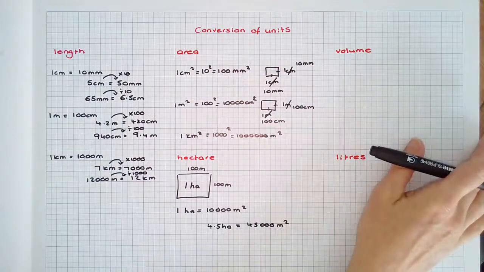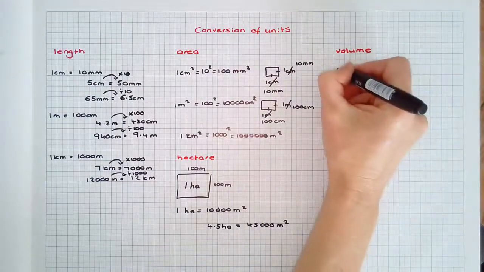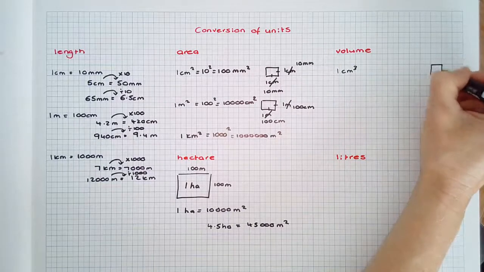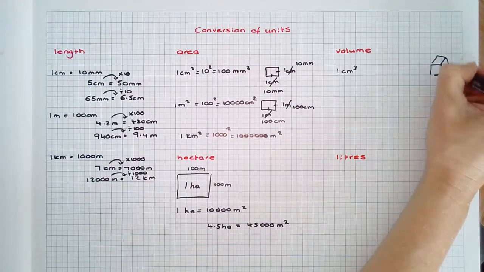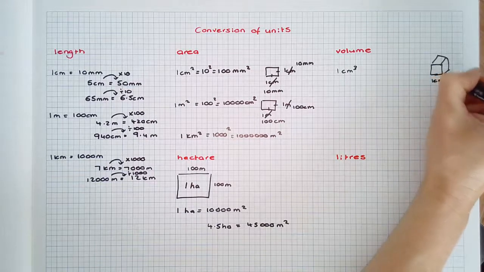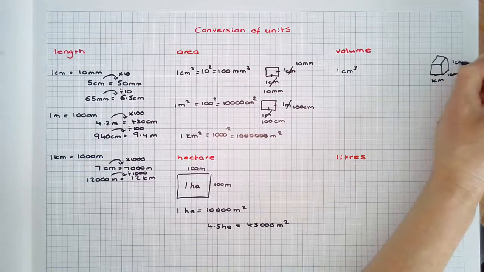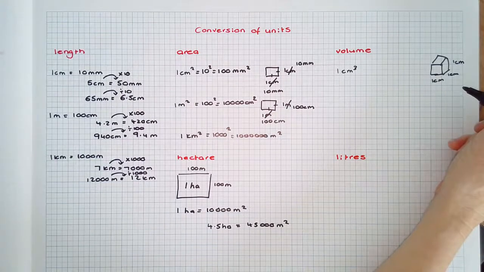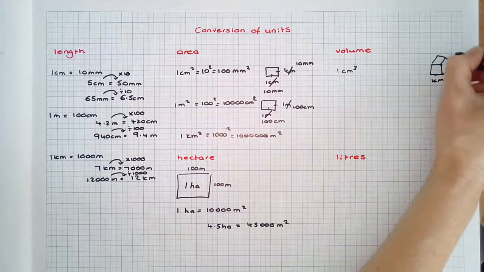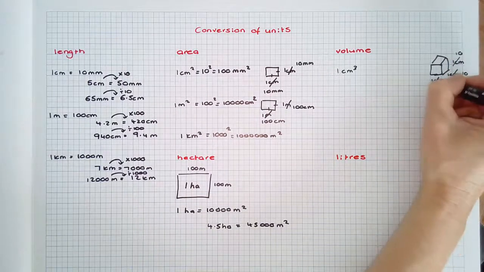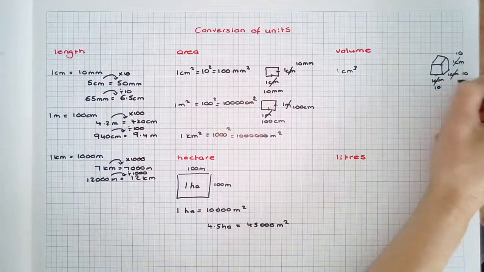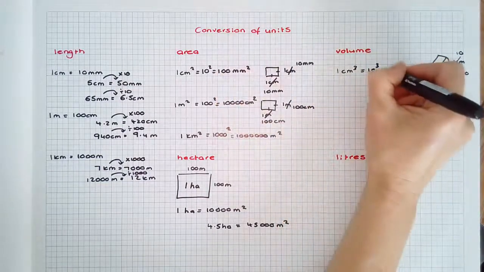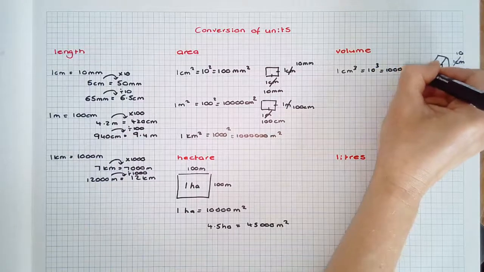Let's now have a look at volume. 1 centimetre cubed. If we think of a cube, like a little sugar cube, that's 1 centimetre by 1 centimetre by 1 centimetre, and we wanted to convert it to millimetres cubed, you can see here that we have 3 dimensions to turn into 10. That is, it would be 10 cubed. Can you see a pattern here? Which is 1,000 millimetres cubed.